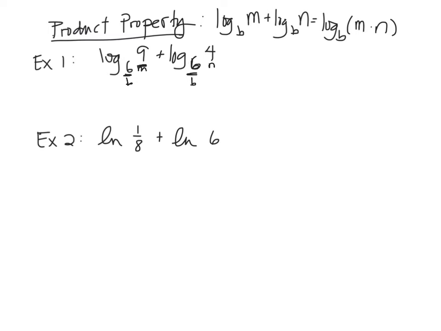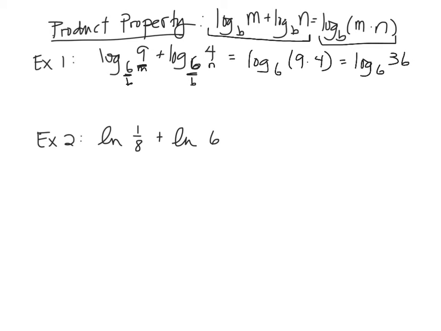We're given the left side, and we want to make it look like the right side. We know what b, m, and n are. So this just becomes log base 6 of 9 times 4, which is log base 6 of 36, because 9 times 4 is 36. And this one we can actually solve. Log base 6 of 36 is equal to 2, because 6 to the second power equals 36. So the answer is 2 for the first problem.